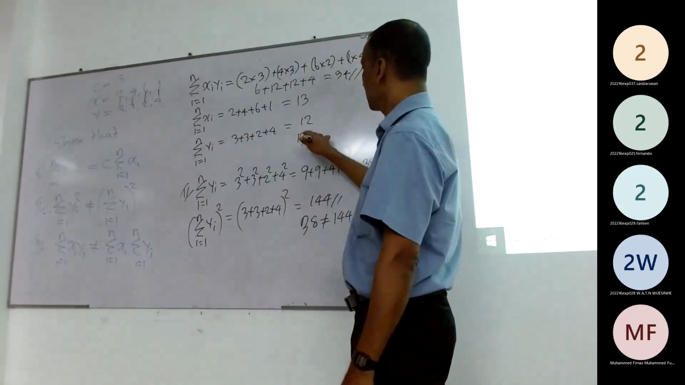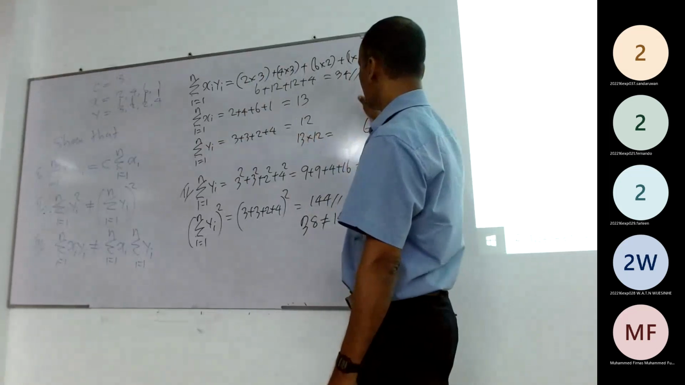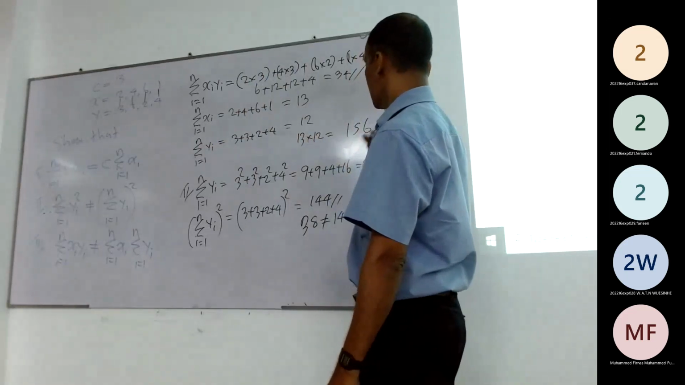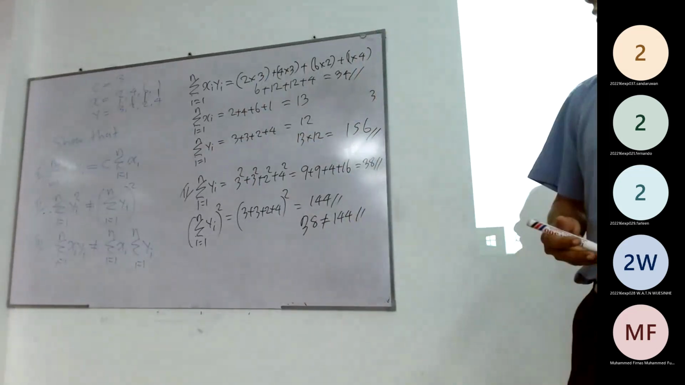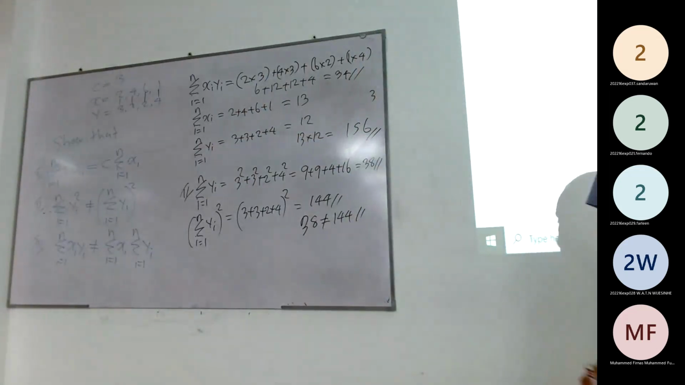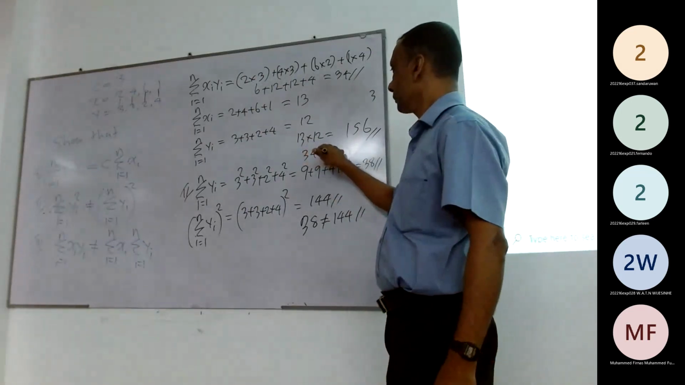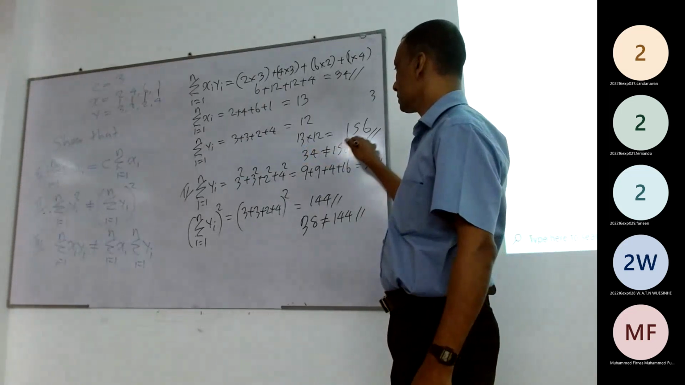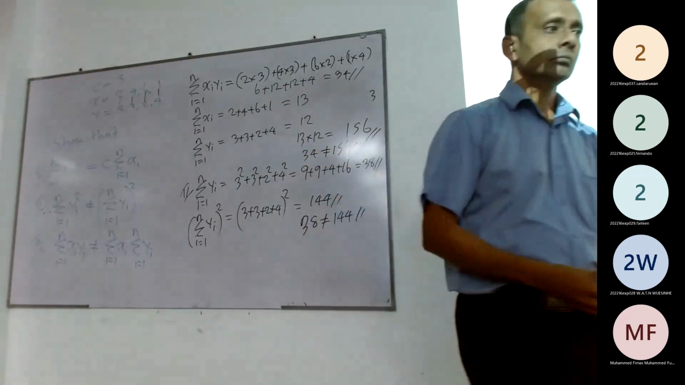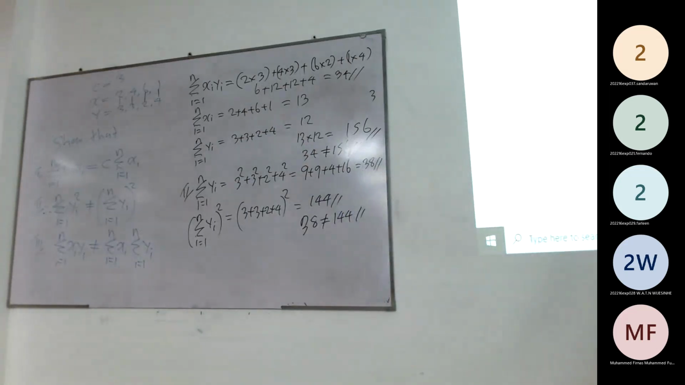Then 13 multiplied by 12 equals 156. Instead of 34, I can't use 156; they are not equal. Clear?